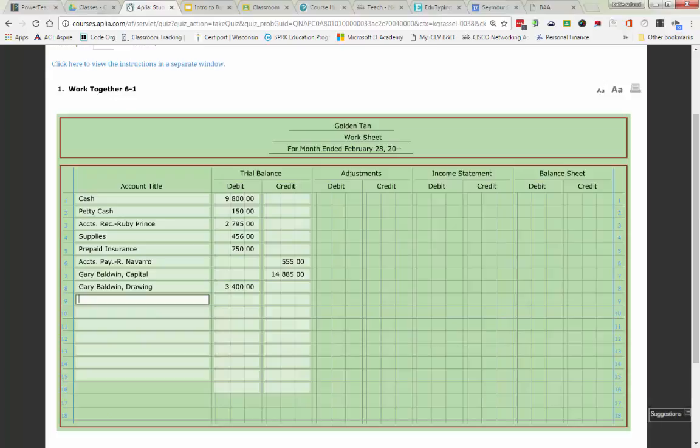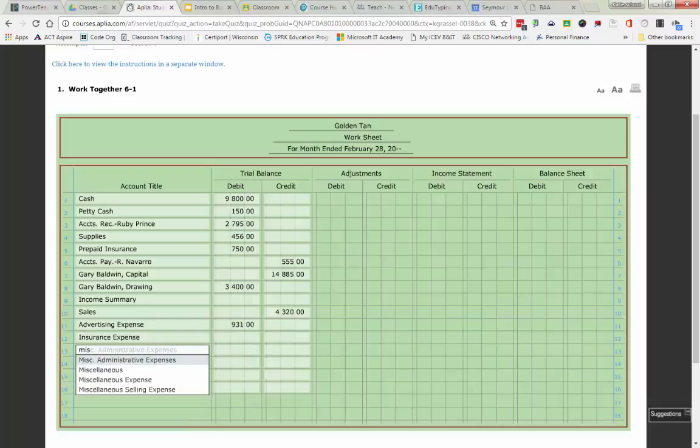Below Gary Baldwin Drawing is an account called Income Summary. Just put it on there. You'll learn about it later. No balance. You'll just leave it blank. Sales will have a credit balance of $4,320. Advertising expense of $931. Insurance expense, it has nothing for a balance. Miscellaneous expense has a debit of $378. Supplies expense has nothing. Last one should be utilities. And that'll have a debit of $1,100.